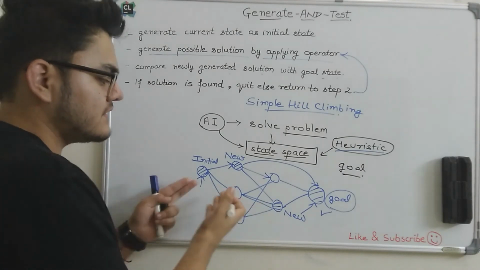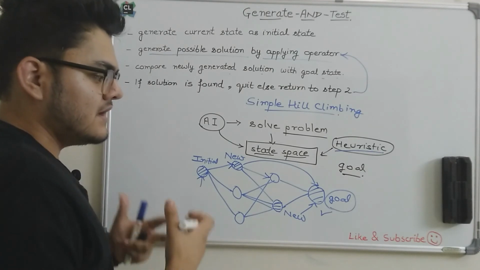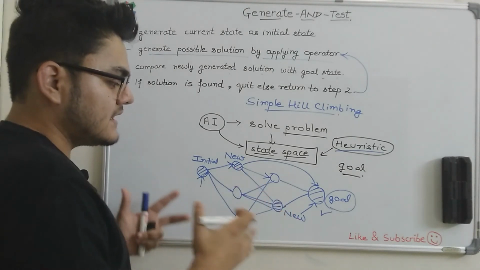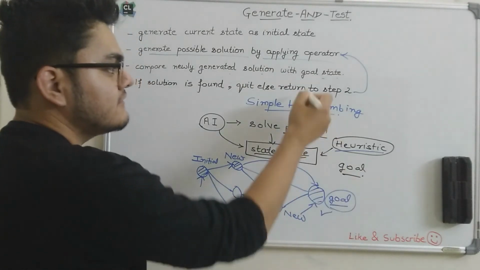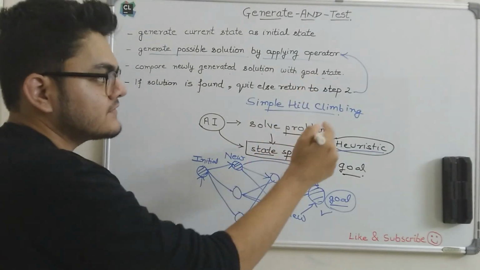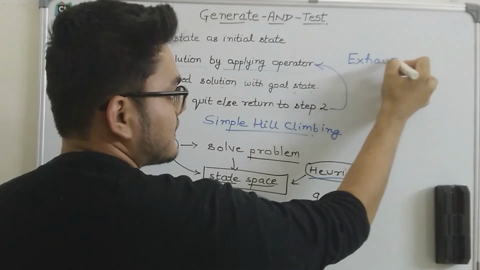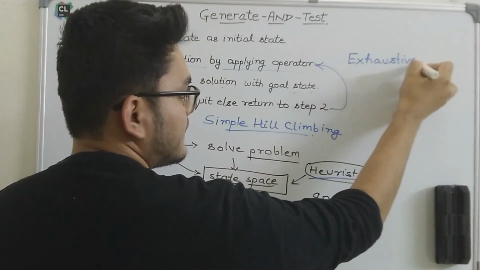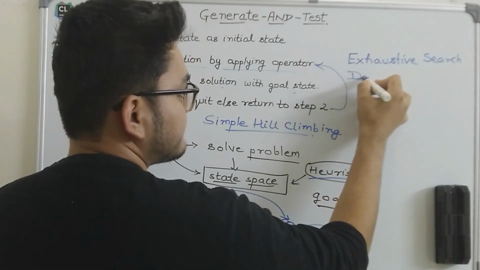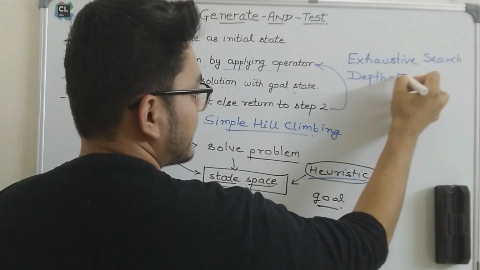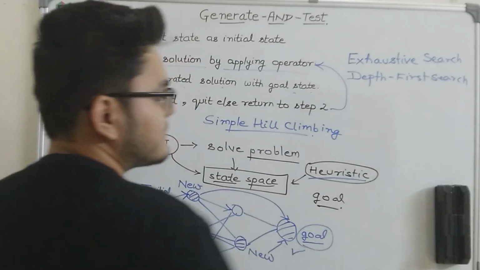So generate and test is not very difficult. It is just that at every state we are generating some possible solutions randomly without making any decisions. We are just doing it randomly, and then when we reach the goal state, we are going to quit. This type of search technique is known as exhaustive search, and also depth first search, right? So this technique is a type of depth first search or exhaustive search.